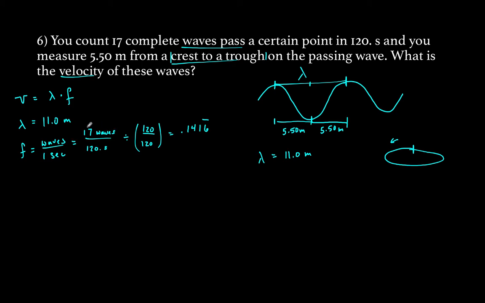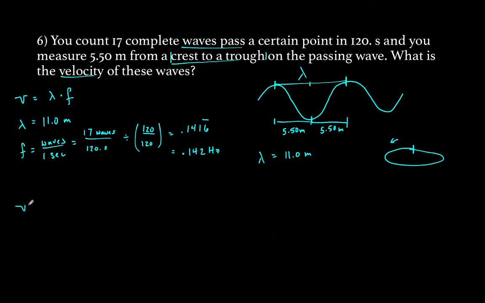Now, I need sig figs. 17 waves is not like a measurement. This is something that you just see. Oh, there's 3 rocks in this pond. It's just a value. Your measurement is 120 seconds, so I need 3 sig figs here. My value with 3 sig figs is 0.142 hertz.